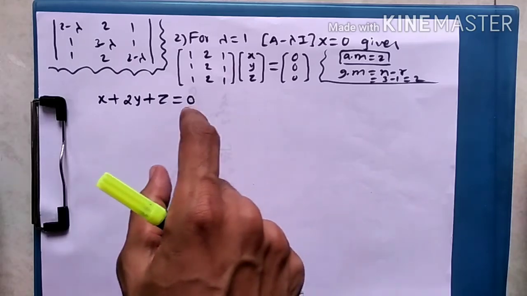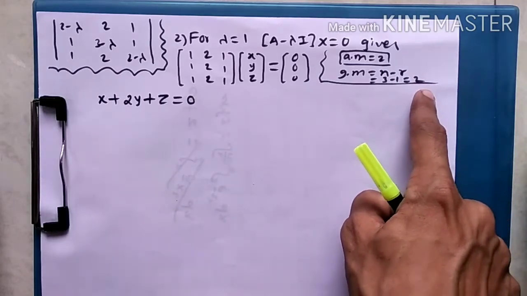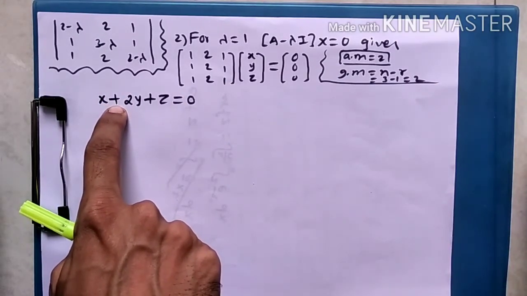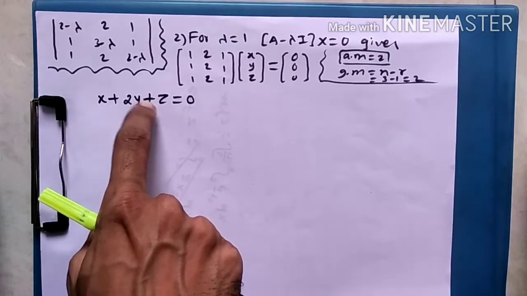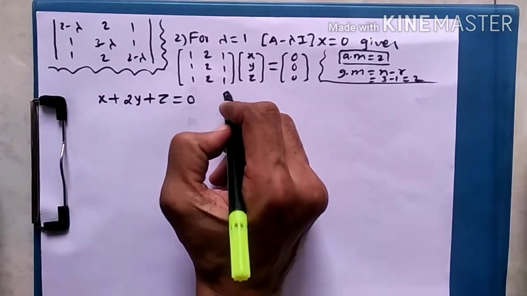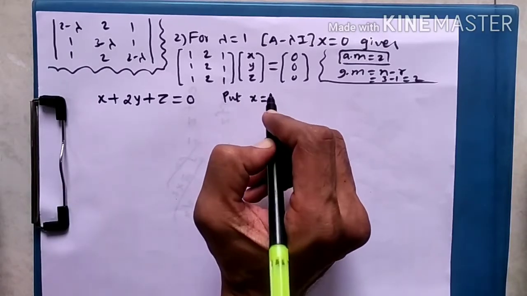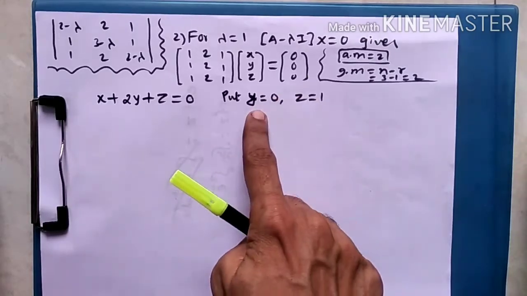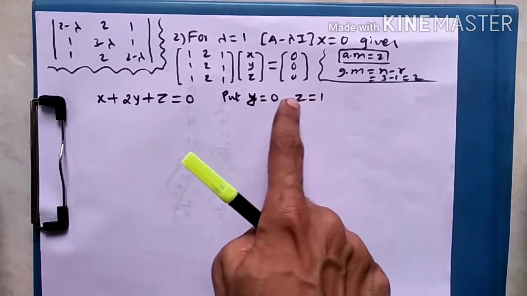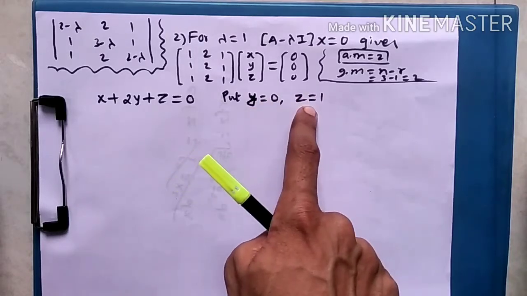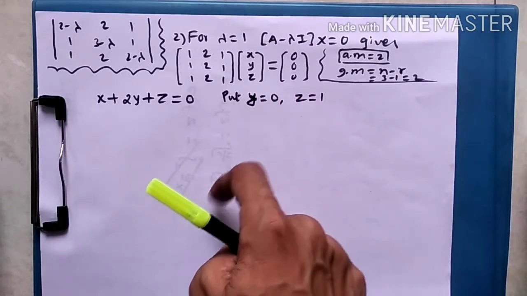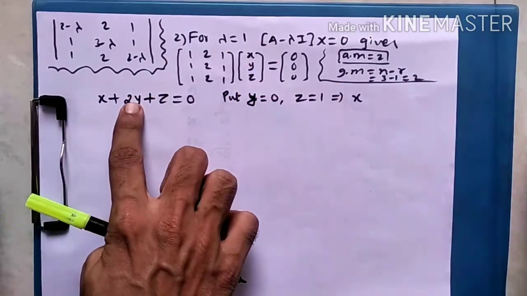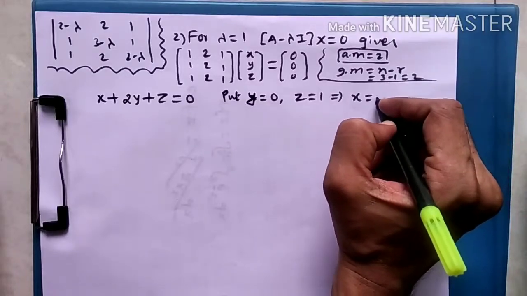What does that mean? You have to substitute any 2 values out of these 3, and then you will get the answer for the third one. You can substitute for x and y, or y and z, or x and z, anything. We can substitute any random number here because the solution is infinite. So say I am substituting y equal to 0 and z equal to 1. Just don't put both 0, or the whole solution will become 0. So if you put y equal to 0, z equal to 1, what will x be? Just see here, y is 0, z is 1, so x will be minus 1.